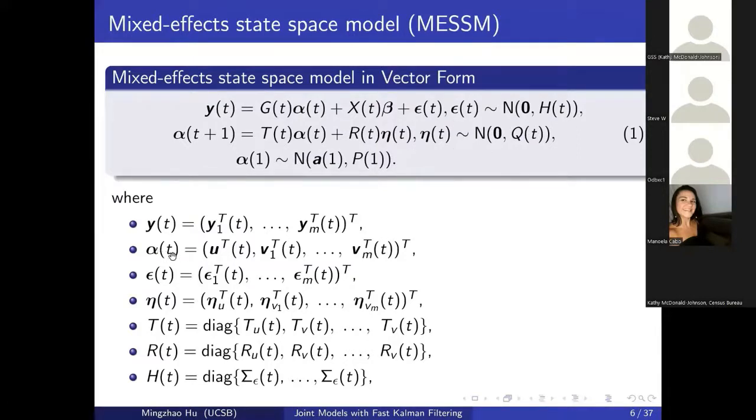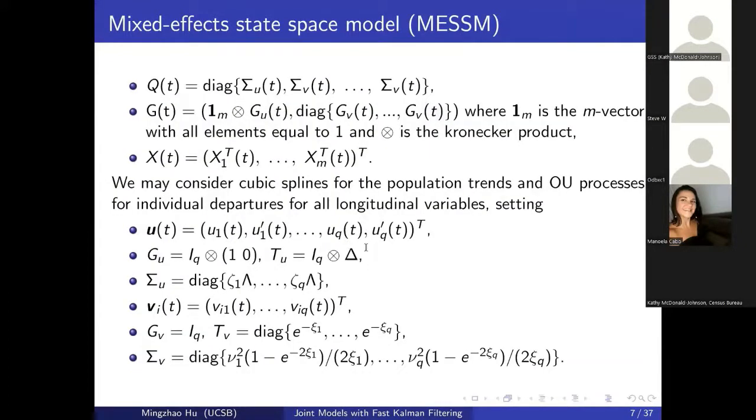Furthermore, our latent state vector alpha is composed of two parts. The first is the fixed effect latent vector part, denoted with U, and the second is the subject random effect latent vector part, denoted with V1 to Vm for each subject random effect. We may further consider modeling with cubic splines for the population trends and OU process for the individual departures, because cubic splines incorporate smoothness, and OU process is commonly used to model biological processes. We can also use local linear trend to model these, as well as other possible modeling choices. But for cubic spline and OU processes, we can build these assumptions into the transition matrix and covariance for disturbance terms in our model setup.